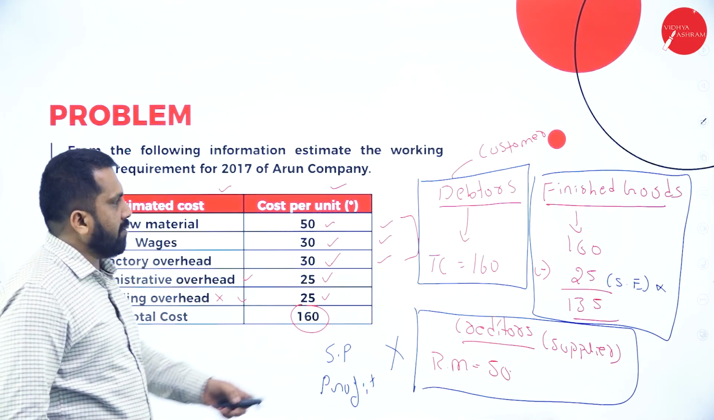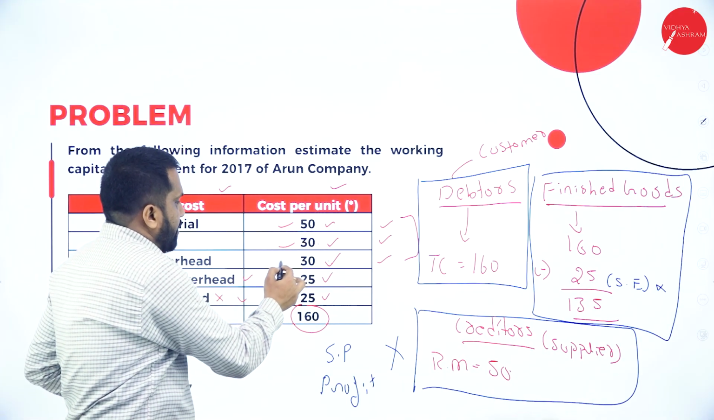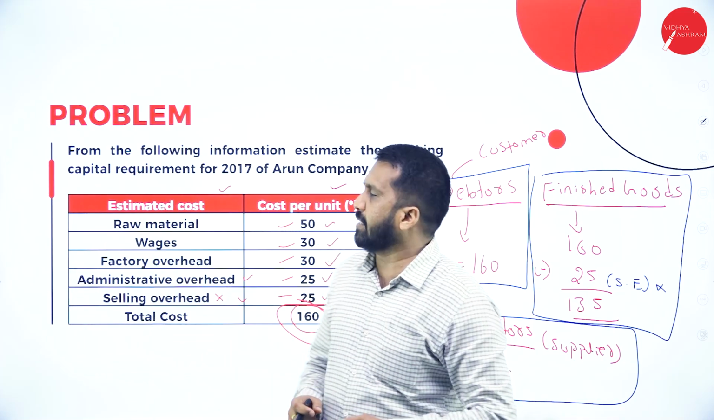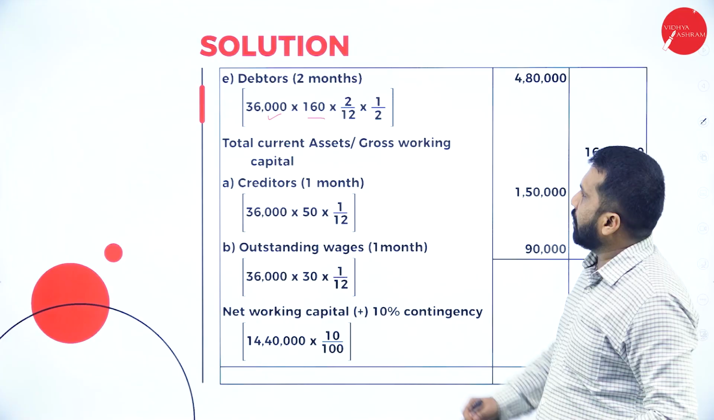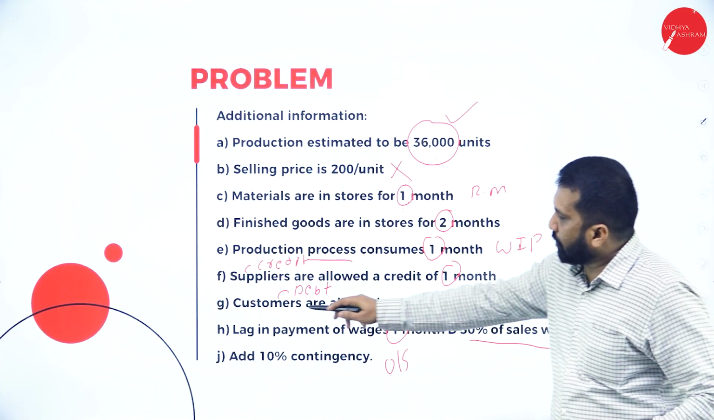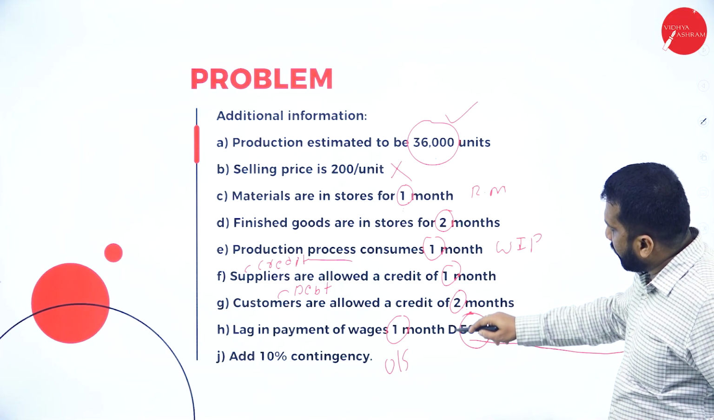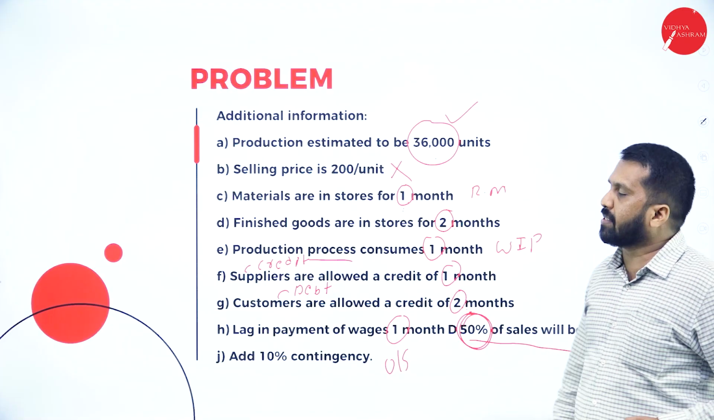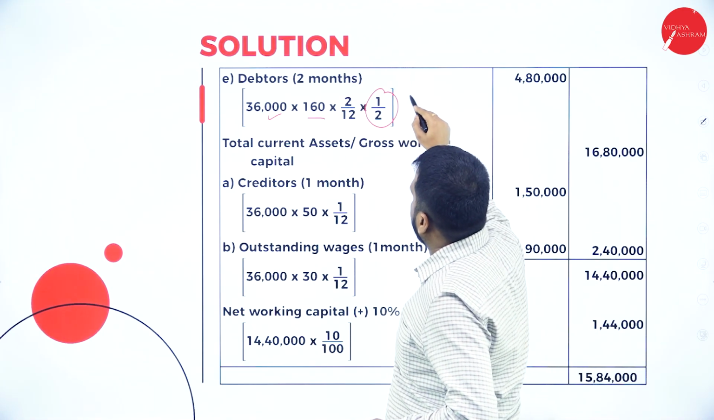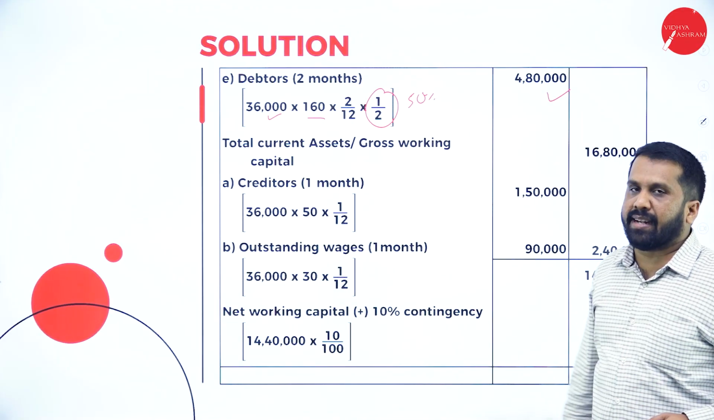Debtors: 36,000 units. How come you got 160 per unit? I'll show you, we have done the calculation. See, total cost is 160. Add everything and you will get 160. So debtors calculation is 160 into 2 by 12. How come you got 2 by 12? Customers, how many months? 2 months. Again, there is an adjustment: 50% on credit sales. So it will be 50%, that is 1 by 2. Your answer will be 4,80,000.